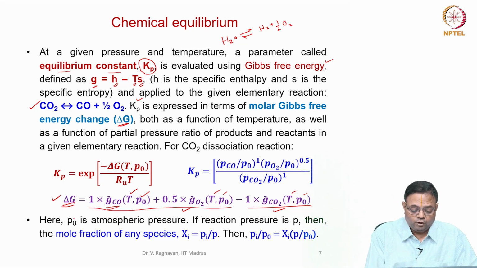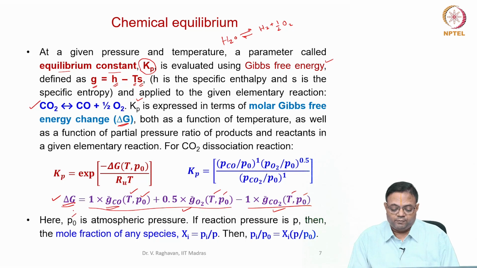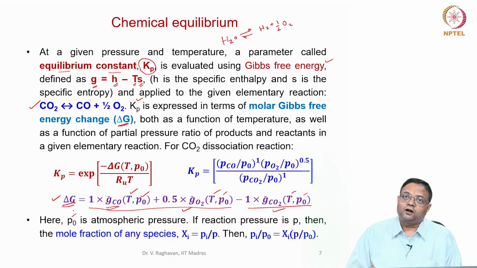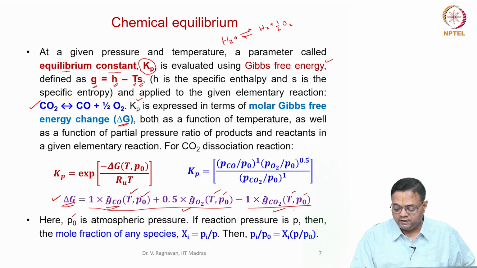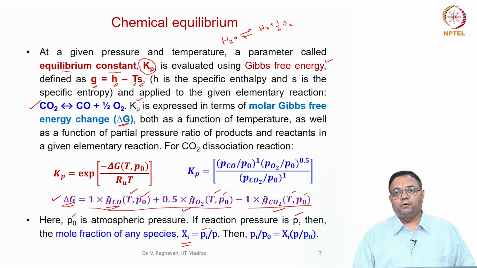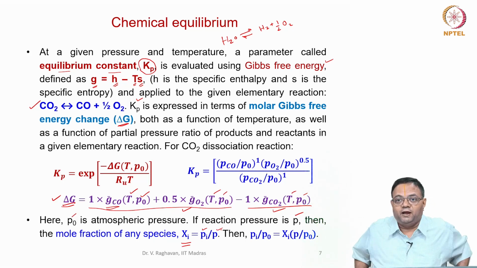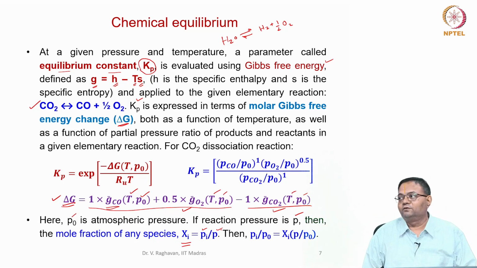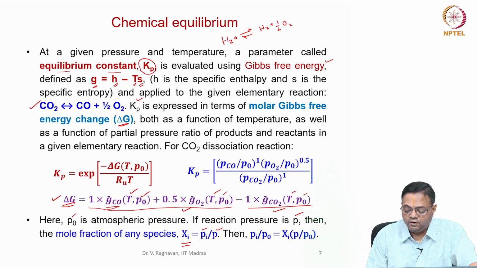Okay, now here P0, as I told, is the atmospheric pressure, the standard pressure. But the reaction need not occur always at atmospheric pressure. It may be occurring at a different pressure, say P. Okay. The mole fraction of any species or component in the mixture, x_i for the ith component, can be defined as the partial pressure of the ith component divided by the total pressure P at which the reaction is taking place. Do you understand? So, that is the definition of mole fraction: partial pressure divided by the total pressure.